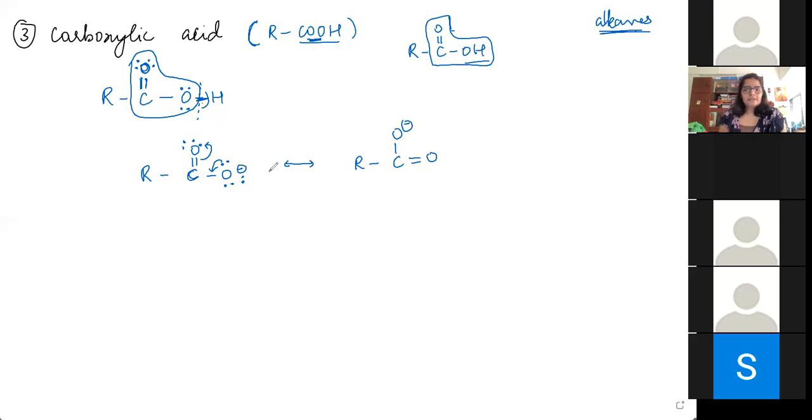Clear? Because of this resonating structure, which can be established if there is an extra pair of electrons that can form a double bond over here, oxygen is able to let go of this hydrogen easily, so that the electrons are delocalized and there's a resonance formed between this.